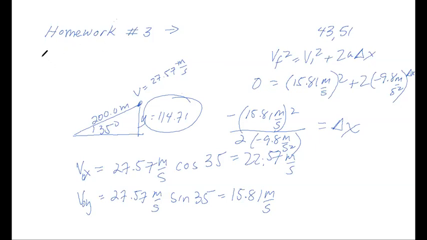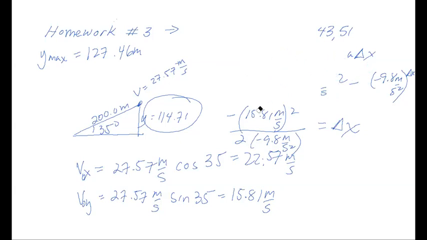So my height, Y max above ground, is 127.46 meters. All right, that's Y max. The solution says 128. Okay, I must have something from rounding. So 128, I got 127.46. Now I need to know my time. Let me get myself some board space, and I'm going to keep these components there.